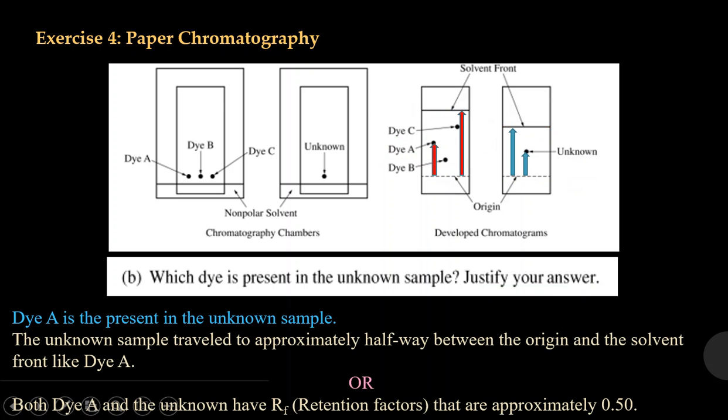So these were the ones that they wrote in the scoring guidelines. Dye A is present in the unknown sample. Made that declaration. Most of you got that part. The unknown sample traveled to approximately halfway between the origin and the solvent front, like dye A. Or both dye A and the unknown have retention factors that are approximately 0.5. They would have accepted either of those answers.